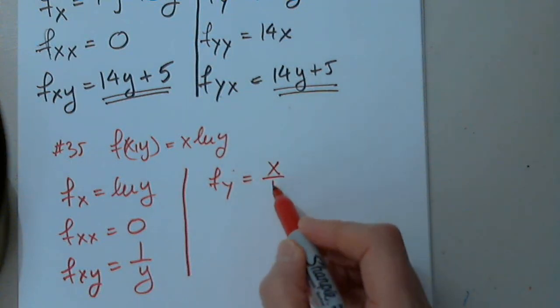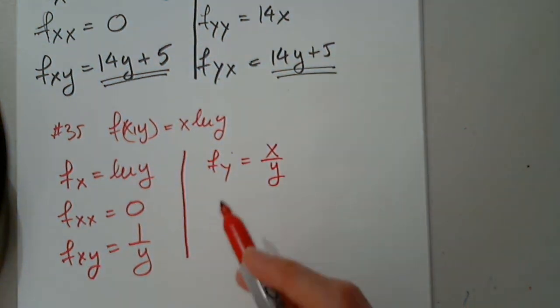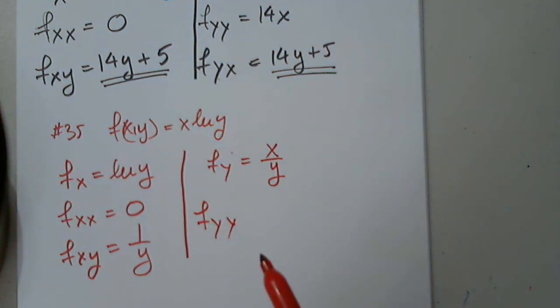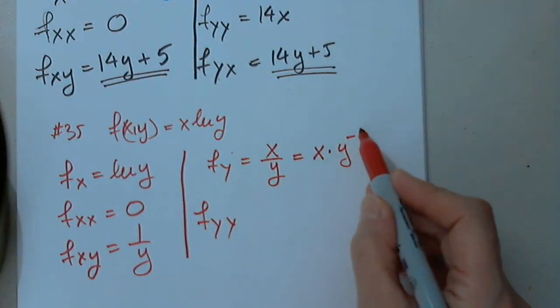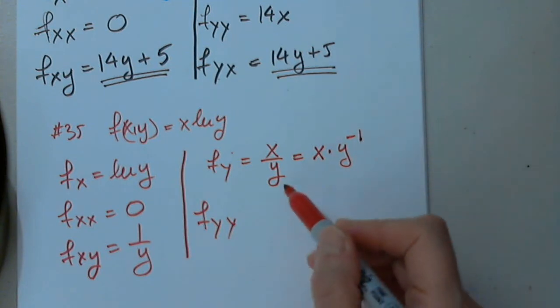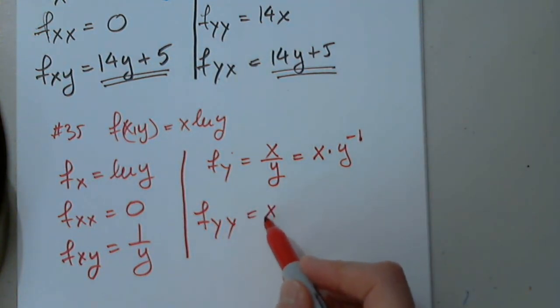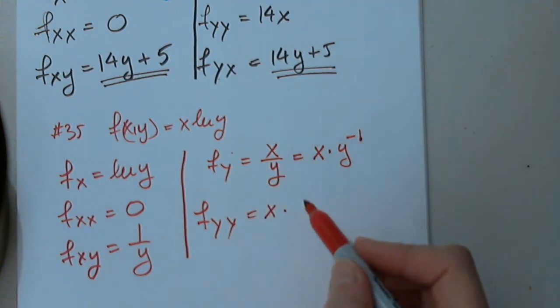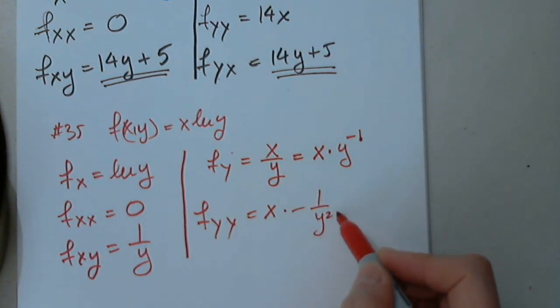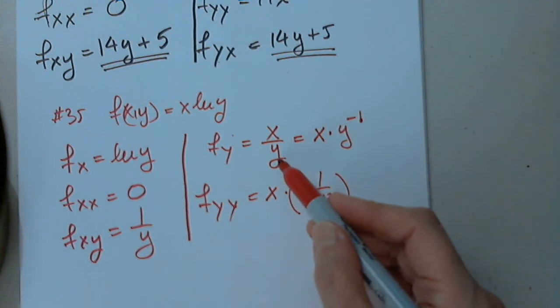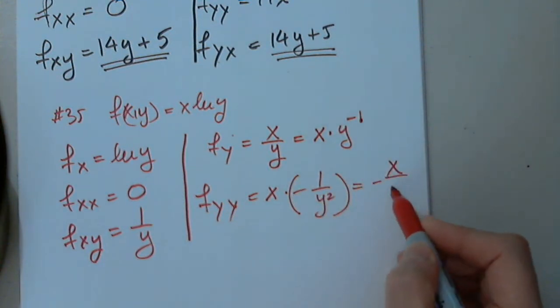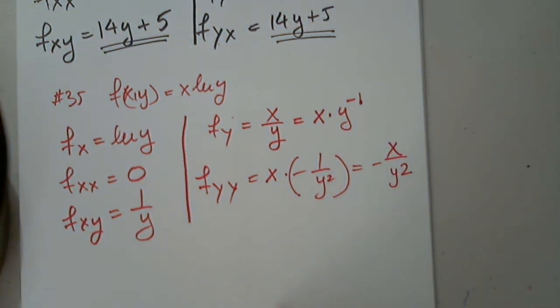Differentiate this, I get x over y. Now f_y. Remember, I'm going to write this as x times y to the negative 1, or just write x, and I know that the derivative of 1 over y is negative 1 over y squared. Same thing from here. So this is negative x over y squared.